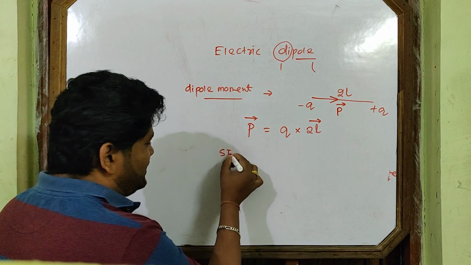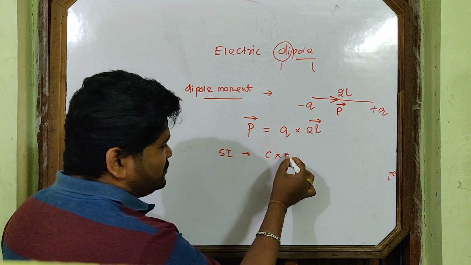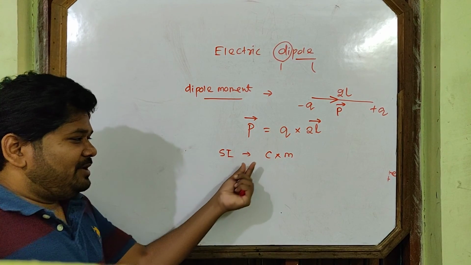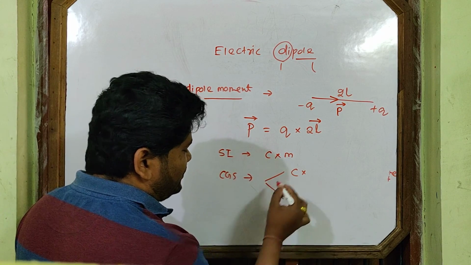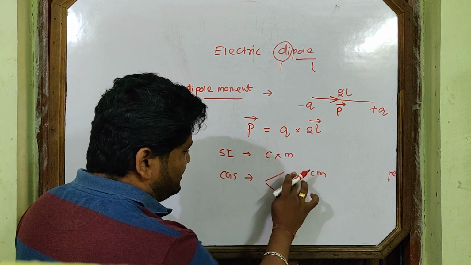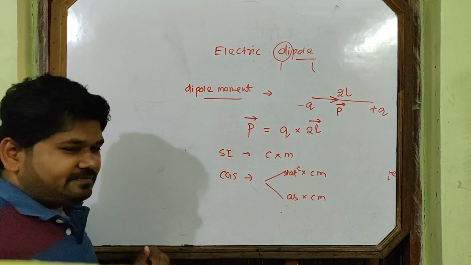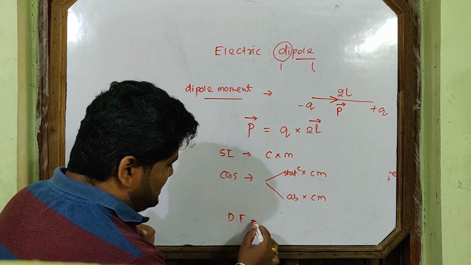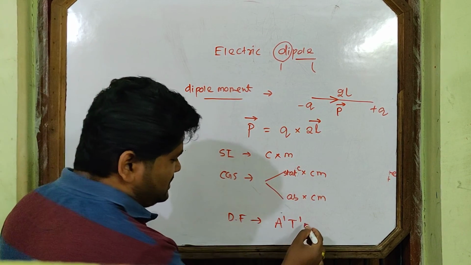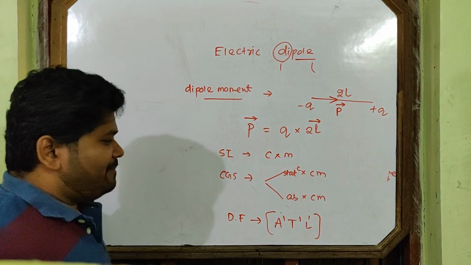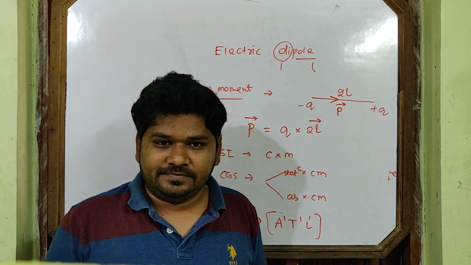Then what about the SI unit? The SI unit is coulomb, and for 2L obviously meter, so coulomb into meter. Accordingly, the CGS unit is statcoulomb into centimeter. And then the dimensional formula: charge, you know, is A1 T1, and the distance is L1. So this is the dimensional formula. You complete now all about dipole moment.